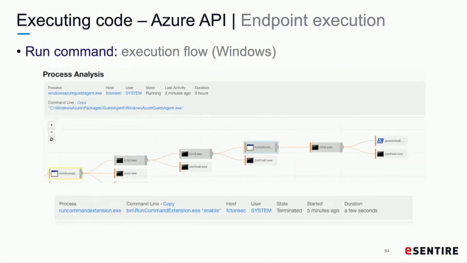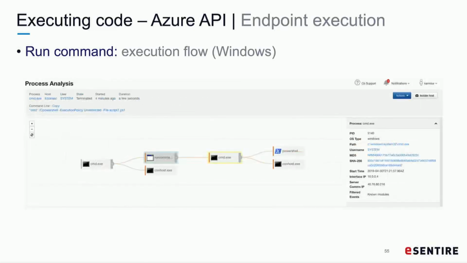This is the flow that we follow. We have the run command extension, the Windows Azure guest agent, which invokes two command prompts, which then invokes the run command exe, which then executes the PowerShell. As you can see here, when the PowerShell is actually called, it's calling a script. Because we're dropping the script to disk, it's calling the script, and then it's executing it. So we don't get much visibility here, right? What did the script do?